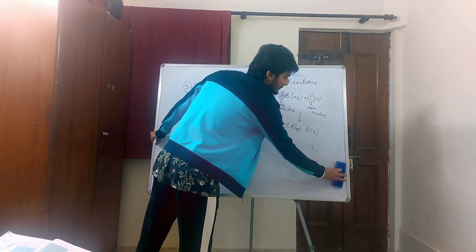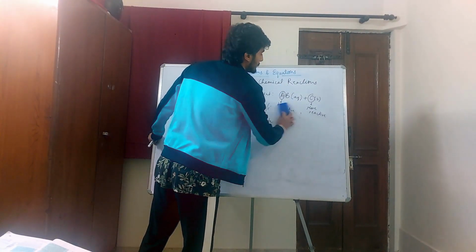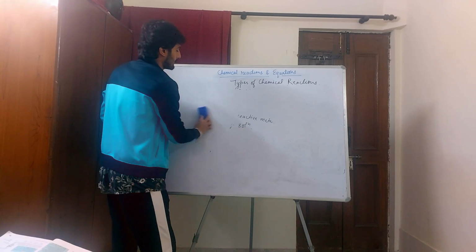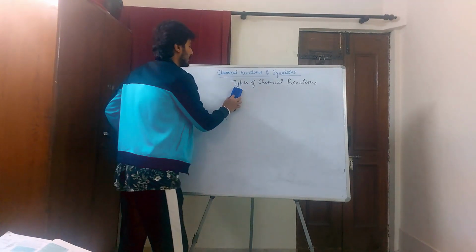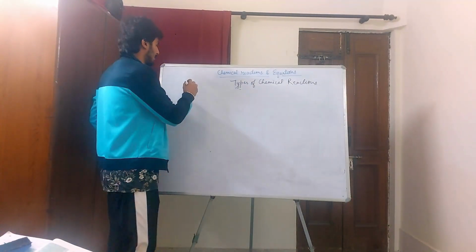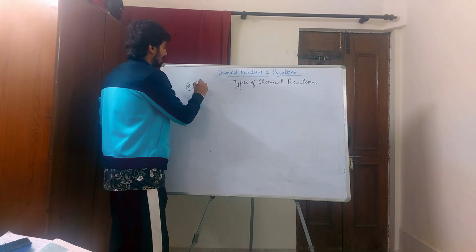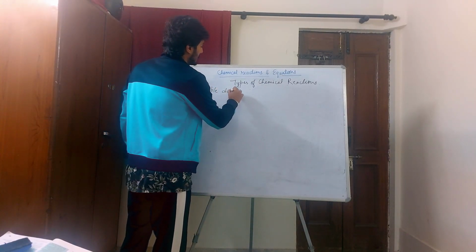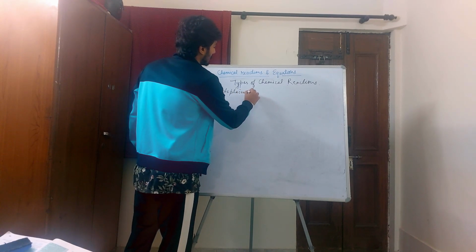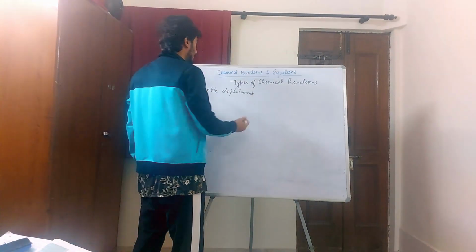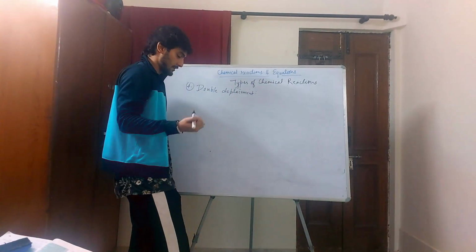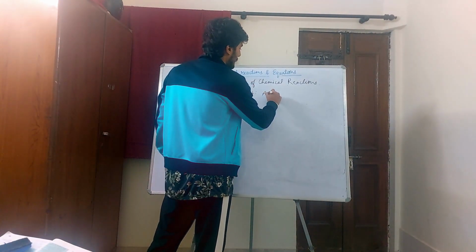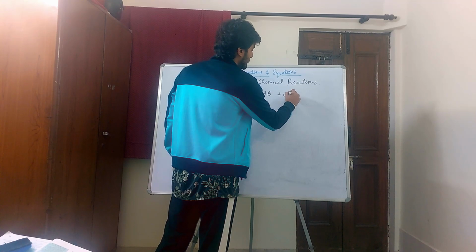Let's see the last type of chemical reaction, double displacement, or you can say double replacement if you want, but let's use the word double displacement. So here it is double displacement. So we will have AB plus CD.